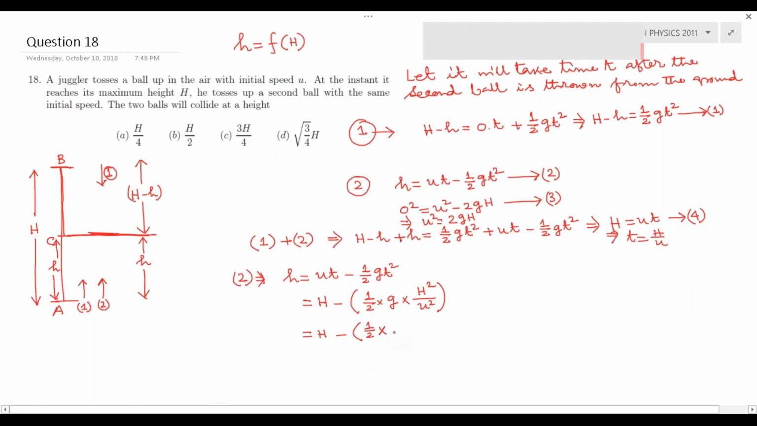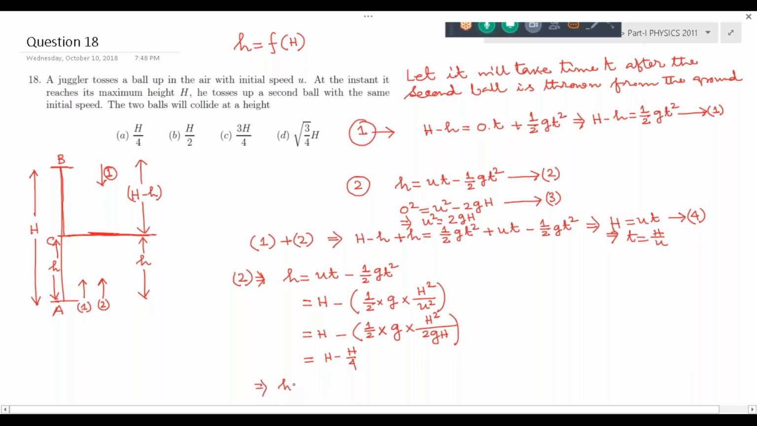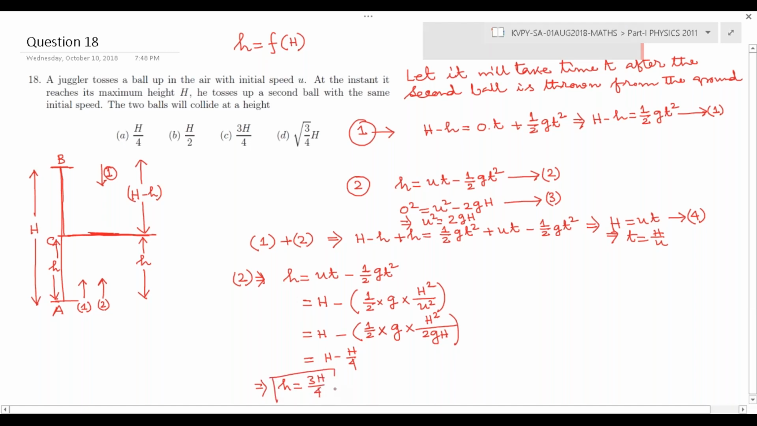Half into G into H square divided by U square. U square is what? 2GH, 2 into G into capital H. If you simplify further, you will get H minus H by 4, because G got cancelled, one H and H square got cancelled. So that is equal to 3H by 4. This implies we get the value of H is equal to 3H by 4, and we get option C as the correct option.